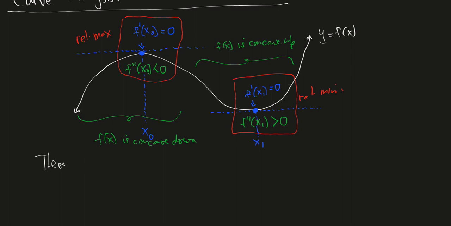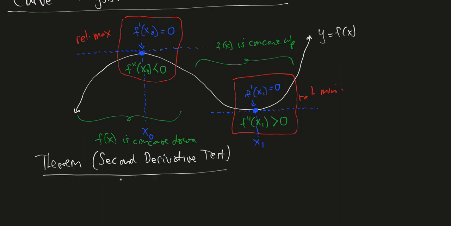So let's see. For this to work, in fact, let me write the name of the theorem, our second derivative test. Well, the function would have to be twice differentiable. Obviously I'd have to be able to differentiate it twice. So let f of x be twice differentiable.